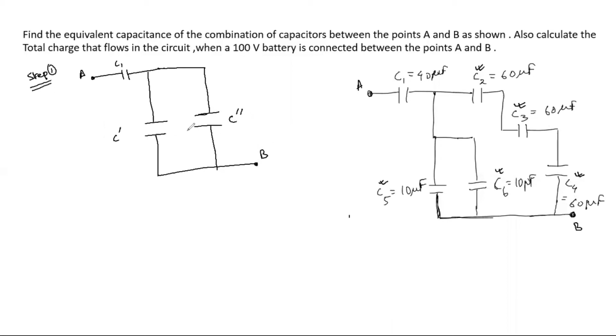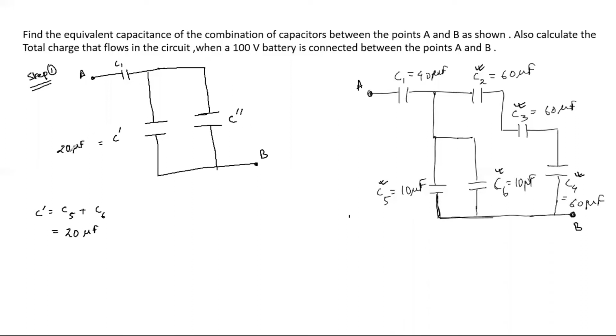We are going to find step by step this C' and C'' value. Since the C's are connected in parallel, it will be just the addition of these two capacitors, C5 and C6. C5 is 10 microfarad and C6 is 10 microfarad. So C' is going to be 20 microfarad.